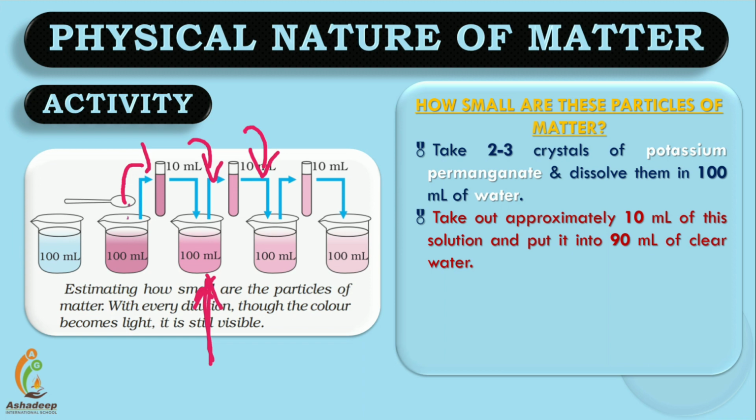Again do the same thing and fill it with the test tube and put it inside the fourth beaker. Now repeating this for 4 to 5 times, you will find that the last beaker which we have got will still have some pinkish color in it.